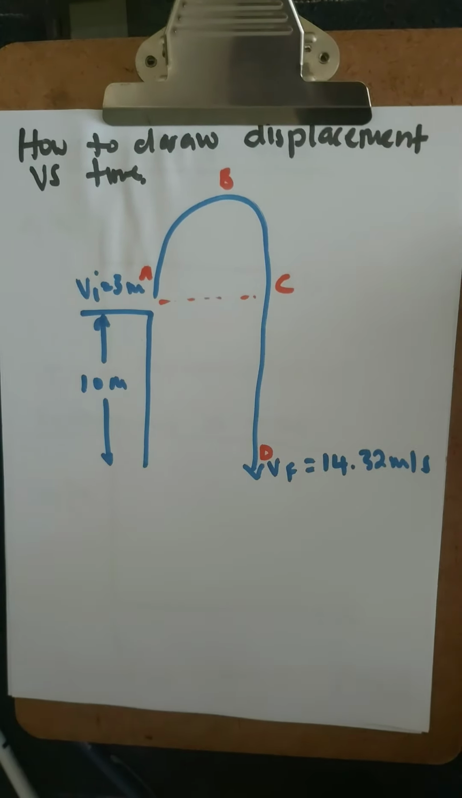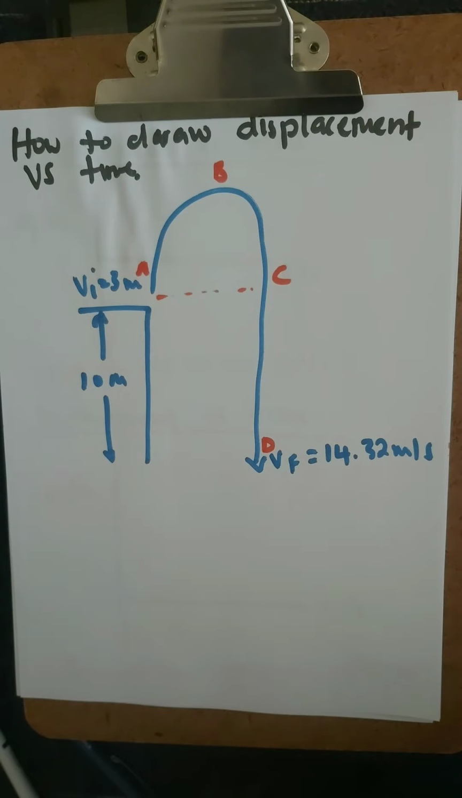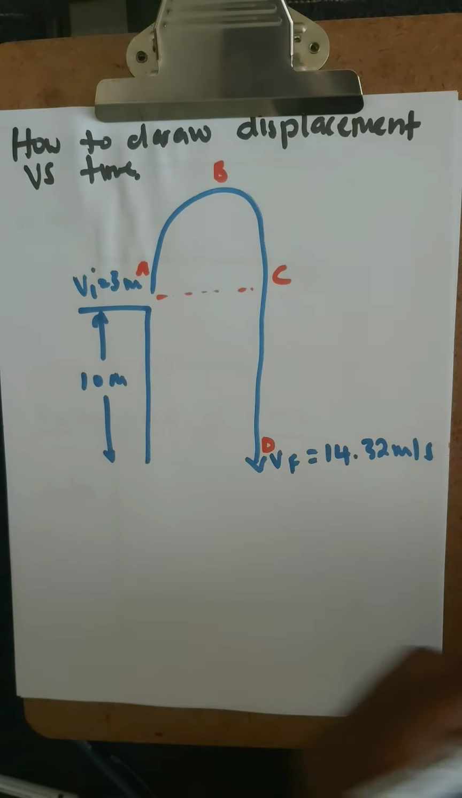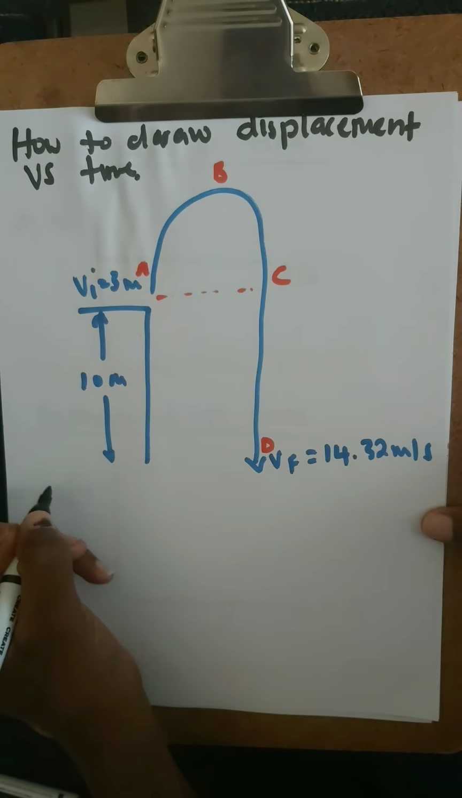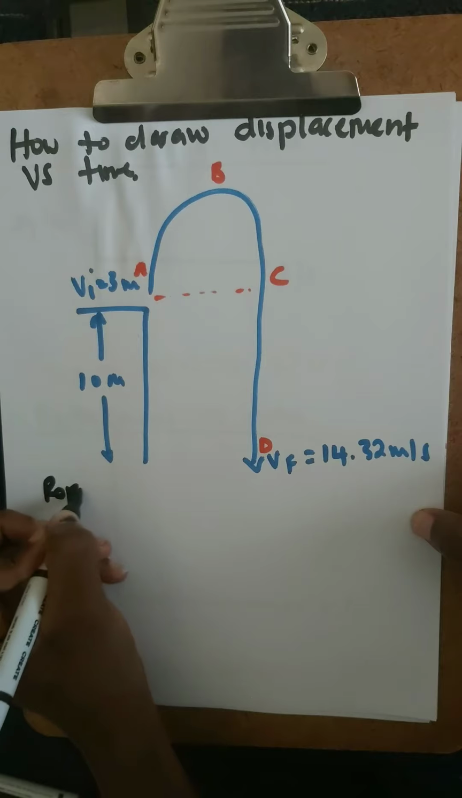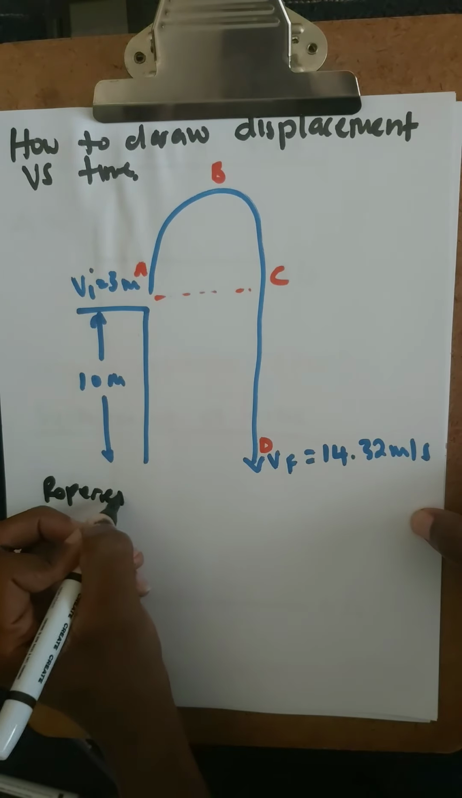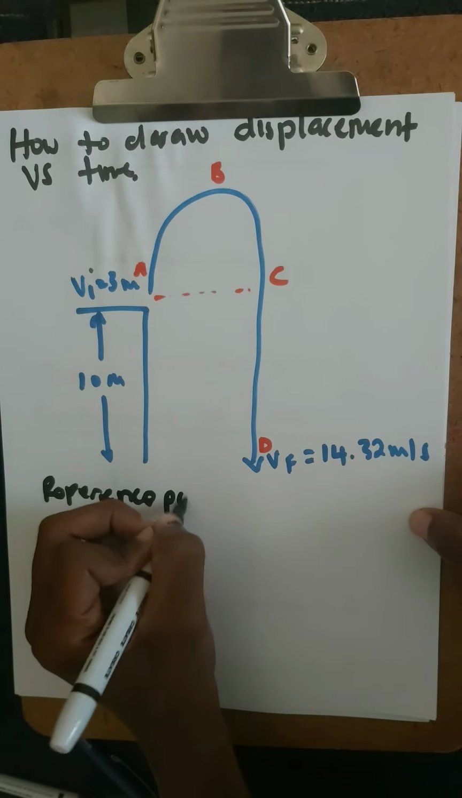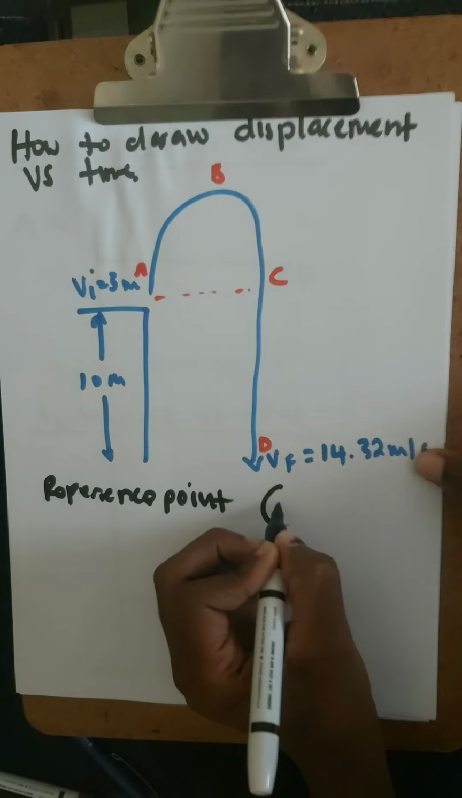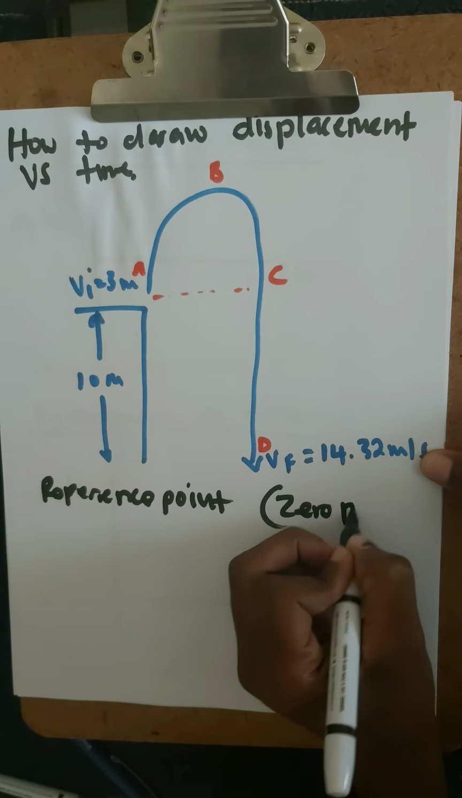Okay, sharp. Now we're going to have a situation. Here we have a situation: a ball is thrown up with an initial velocity of 3 meters per second. It reaches the maximum height and then also comes back down. When you do a graph, there are certain things that you need to take into consideration. It's what we call the reference point. The reference point means the zero position.